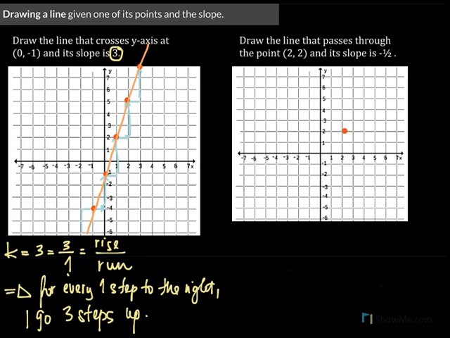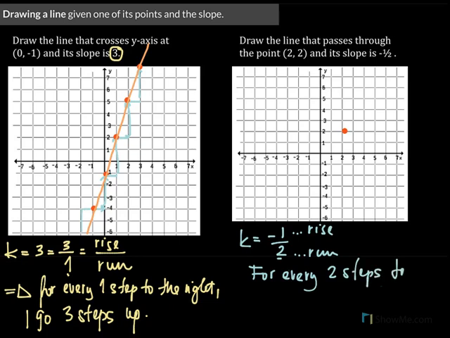And again, first we'll interpret the slope. So the slope of negative 1 over 2, this is my rise, this is my run. So for every, this time, 2 steps to the right, this time I go negative 1, which tells me it will be a negative rise, so I will go down. So I go 1 step down.